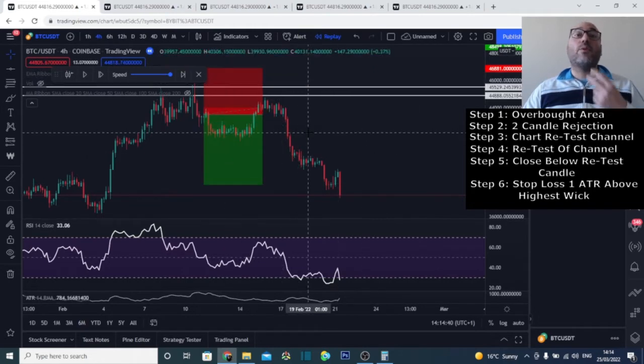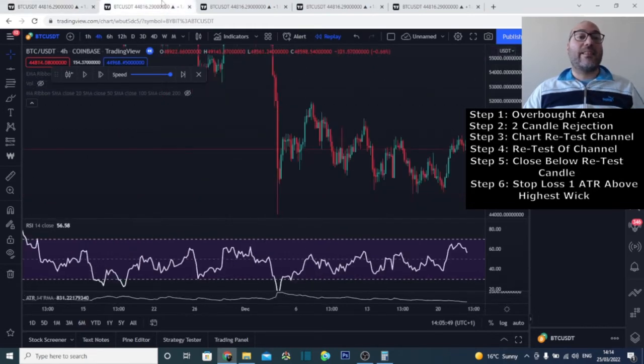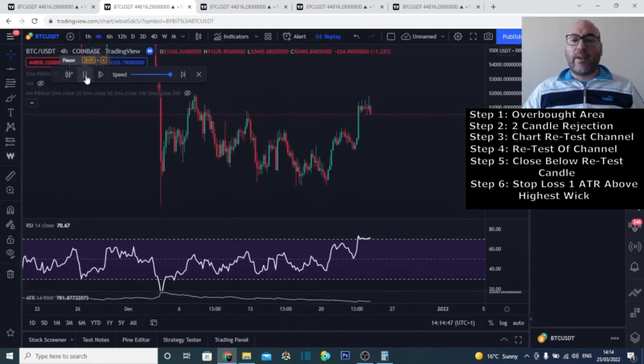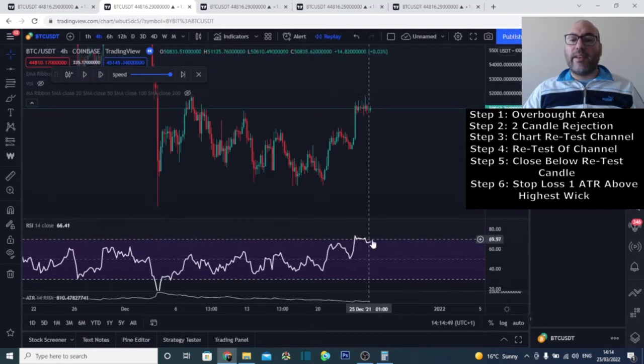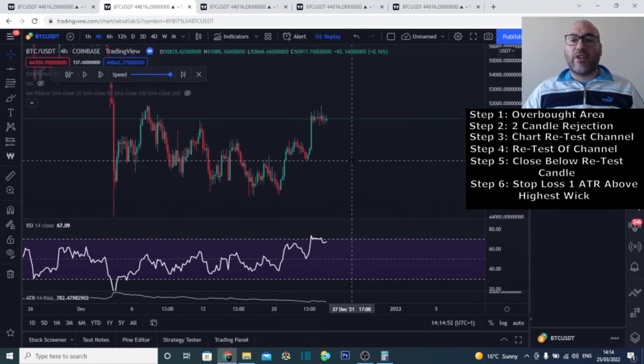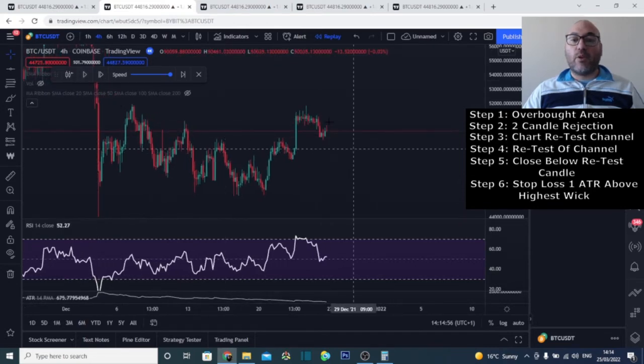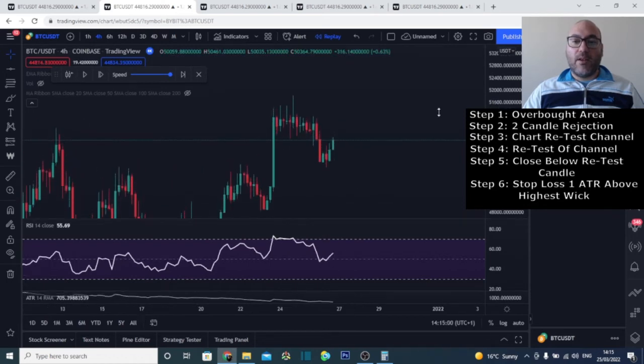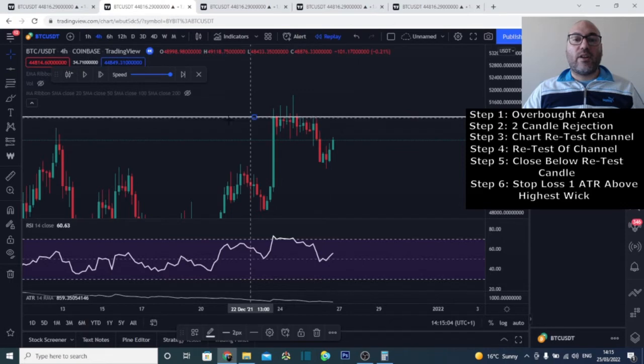So we're gonna move to another example. This is the second example here. Again, now I'm going a little bit faster. Again, we want a price in the overbought area and we want a 2 candle rejection, which right now we didn't have. But we got it here on these 2 candles. Let me zoom in. We got this 2 candle rejection. So step 3 is charting the channel.